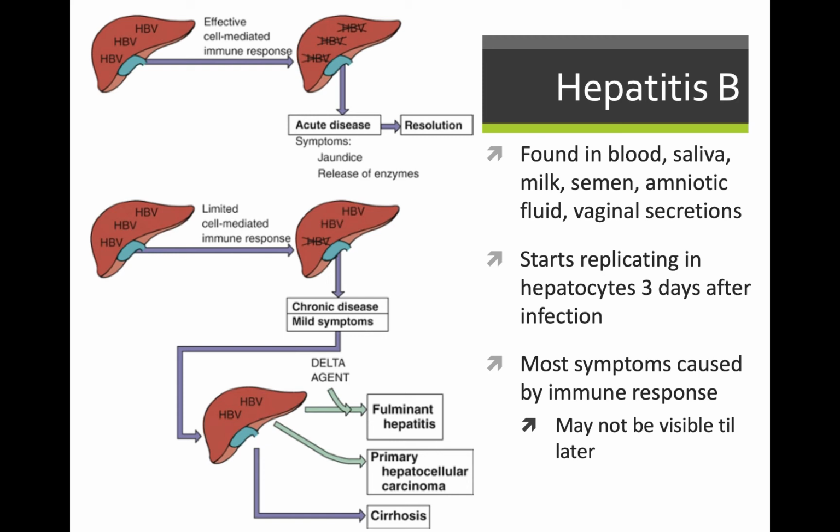Delta agent is also sometimes known as hepatitis D, which we'll talk about. We're going in alphabetical order. When you have co-infection with hepatitis B and D, you can get what's called fulminant hepatitis. Basically, what this means is that you think you're fine. Everything's fine. No problem. And then your liver fails within days. So this fulminant hepatitis is basically the idea that your liver shuts down really, really quickly when you have this co-infection with delta agent.